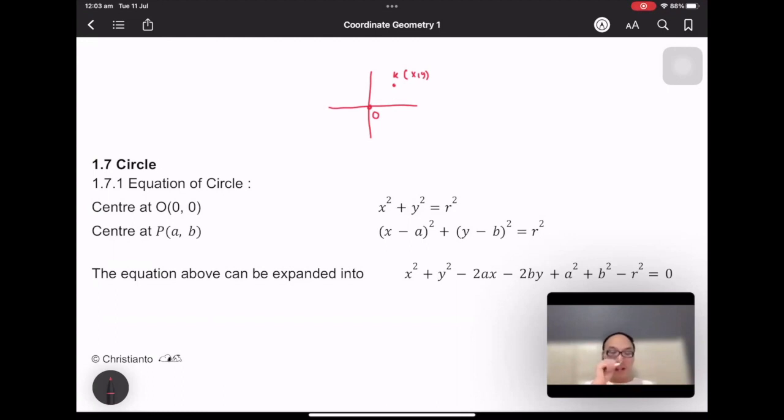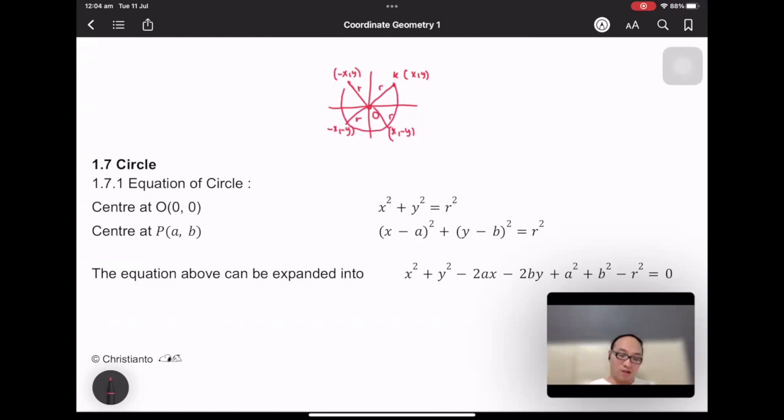the coordinates are x and y. So the equation of the circle, equation means the position of the coordinates that lie on the circle. So we know that circle has radius, and this radius will equal in all directions. This is negative x comma y, this is negative x comma negative y, this is x comma negative y.